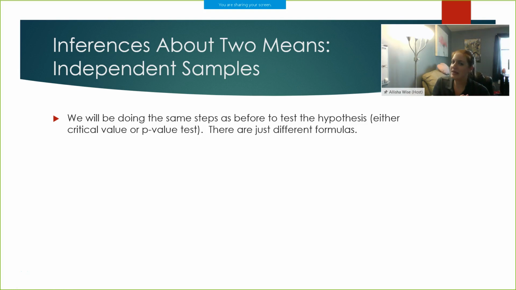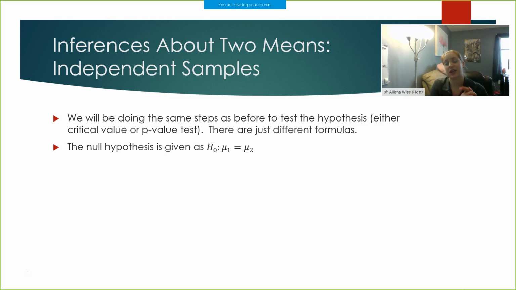Okay. We will be testing the hypothesis using the same steps as before. Yay! So all that time and energy you spent last week learning those steps is worth it, and you're going to use it again today. Again, you can either choose the critical value or the p-test to test it out. The only thing that's different is the test statistic formula.